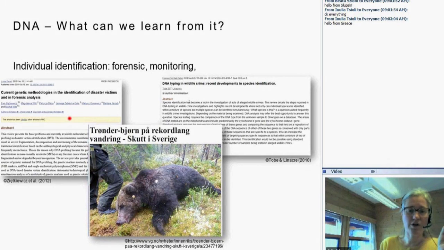And for example, if there was a disaster and many people have died, we can use DNA to identify who it was actually that died at this specific spot.